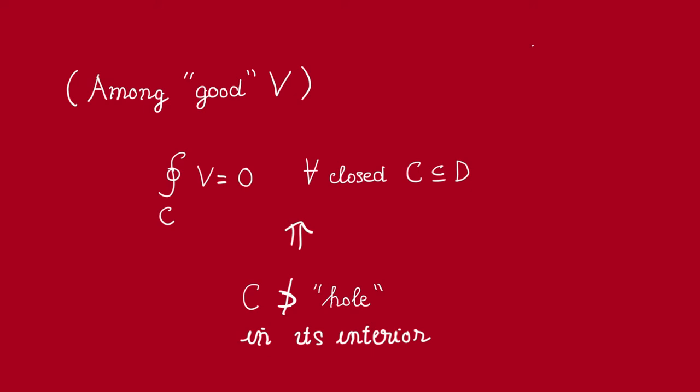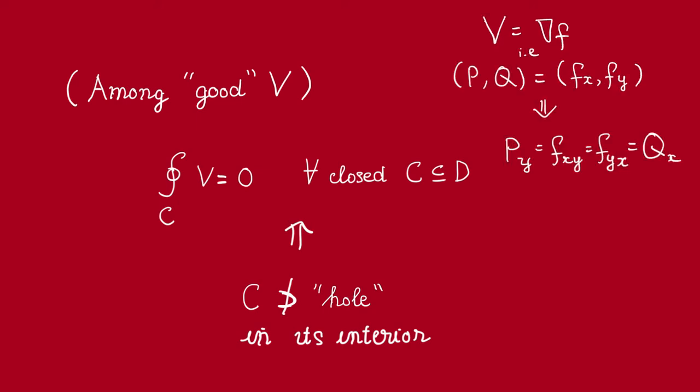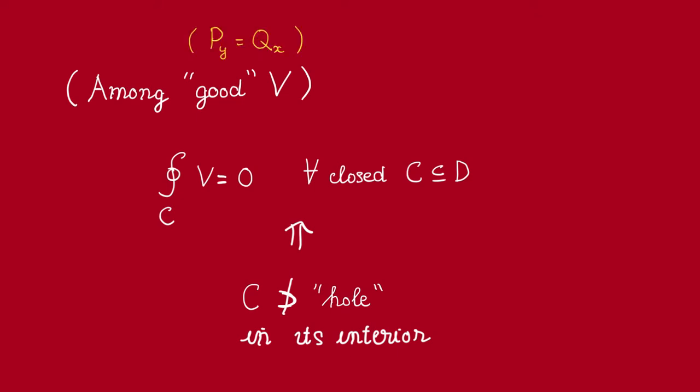Well, observe that if V is conservative, then that means that the components of V are just partials of f. And so in particular, by Fubini's theorem, we have that the partial derivative of P with respect to y must be equal to the partial derivative of Q with respect to x. So we are only going to look at those vector fields that satisfy this necessary condition for being conservative, i.e. those with components P, Q such that P_y is equal to Q_x.